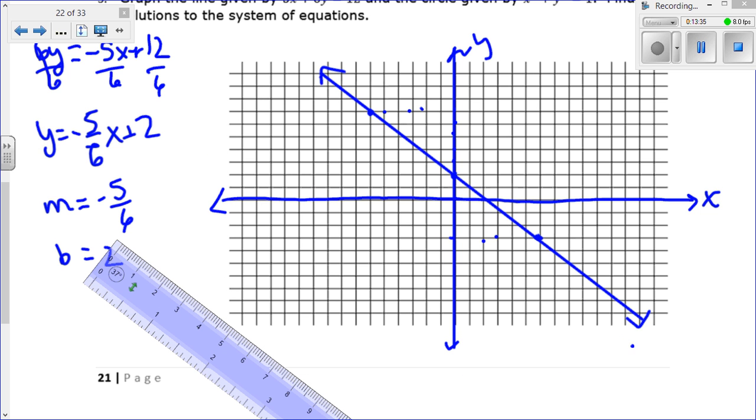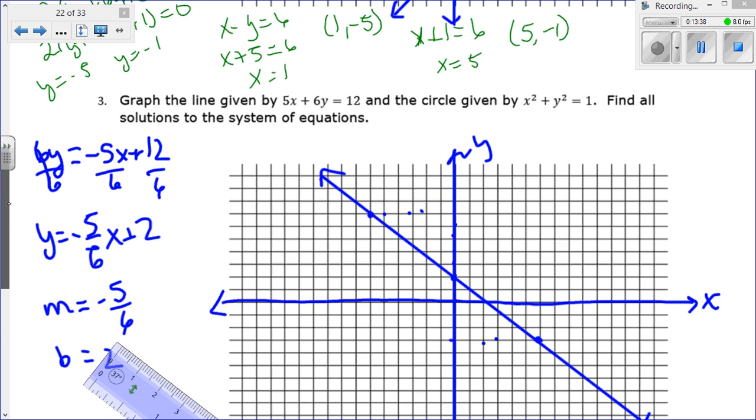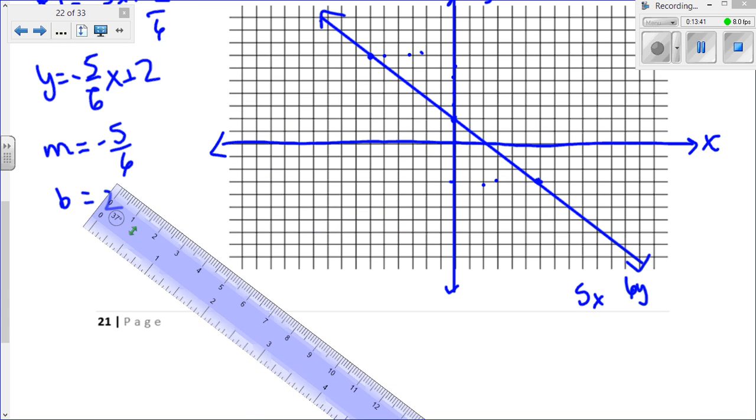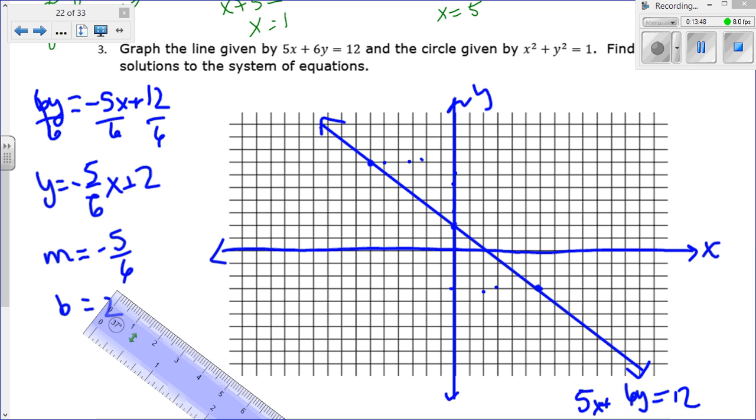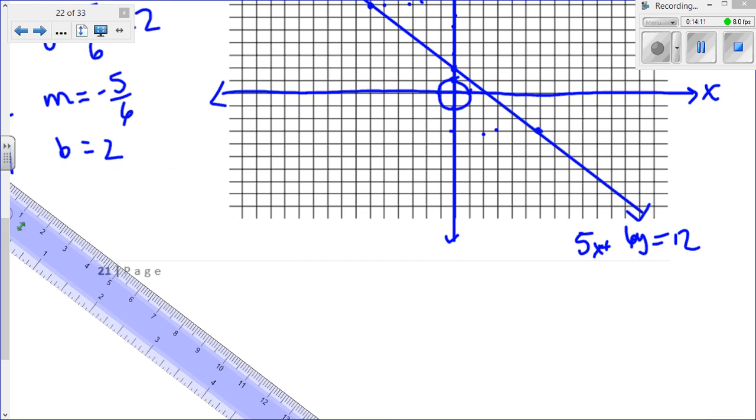So this is my line 5x plus 6y equals 12. And then this is x squared plus y squared equals 1. So my center is 0, 0, and my radius is 1. And that's going to be too hard to do with the compass. So my center is 0, 0. There's my radius of 1. That's my circle. And you can see they never intersect. So they never intersect. So therefore there's no solution.